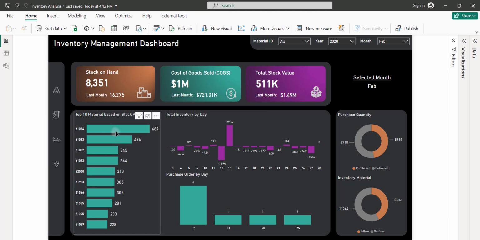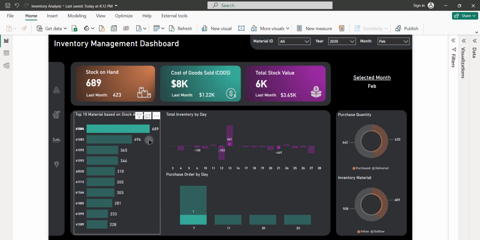If I want to see a particular material, I can see how much stock is in hand, the cost of goods sold, and the total stock value, all compared with the last month as well.